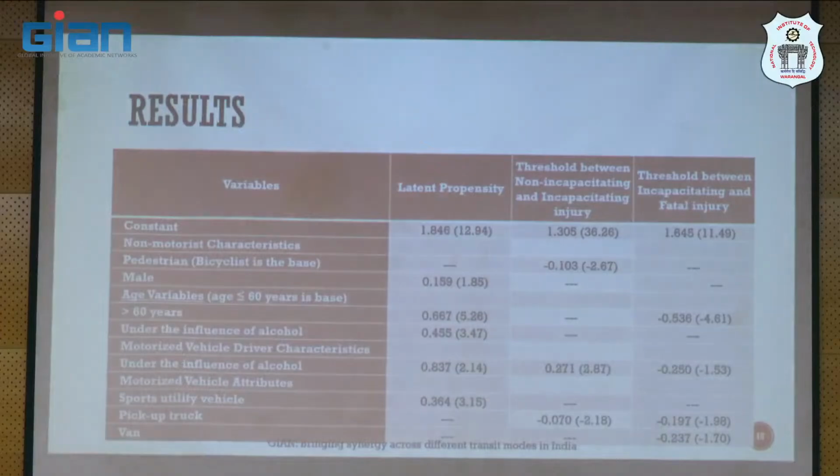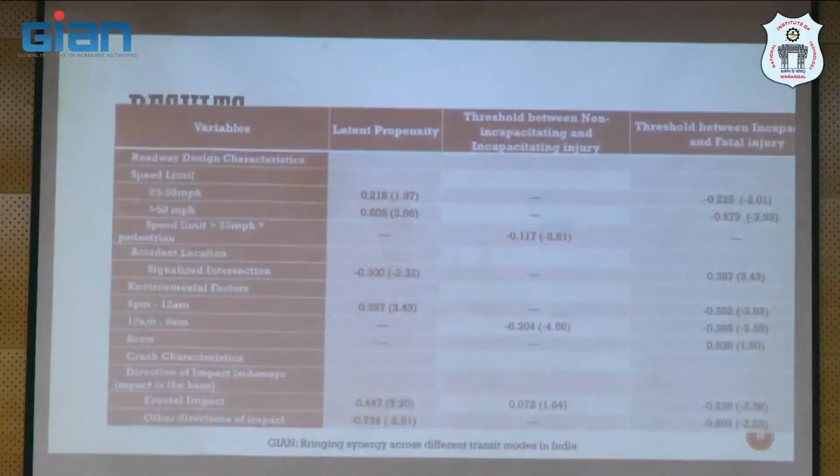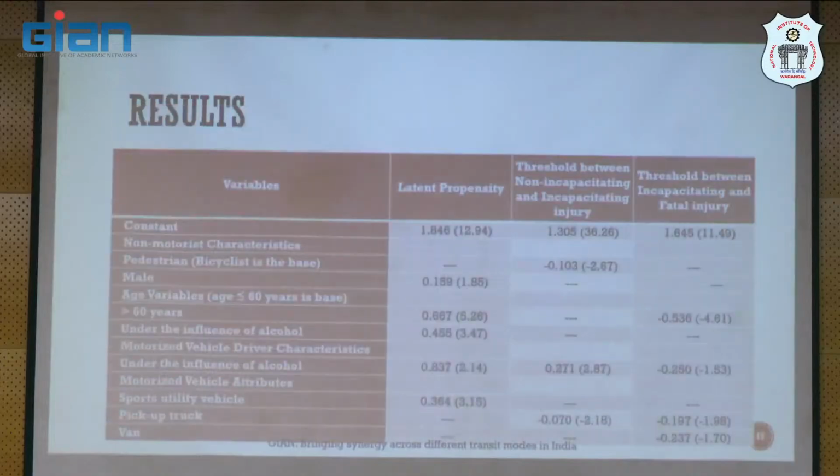So here, again, you will see that in this model, we did not get any random parameters. Again, because we have so many independent variables, nothing came significant other than our independent variables. Okay. So we can see some of the variables we tried: age, under the influence of alcohol.